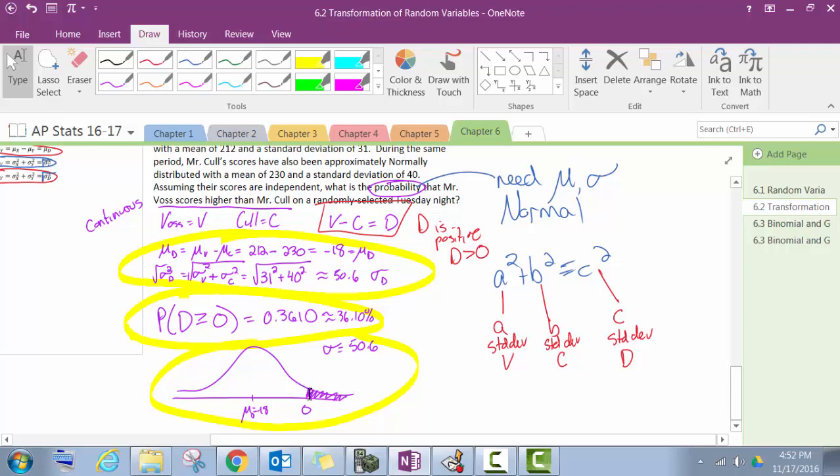So we marked 0 on our graph. We want greater than, so we shade, because we want to see, again, if Voss is better than Cull. And obviously it's less than 50% because it's on this side of the mean. So we use our norm CDF. Again, I don't want to see that. This is the work I want to see. All of this stuff.